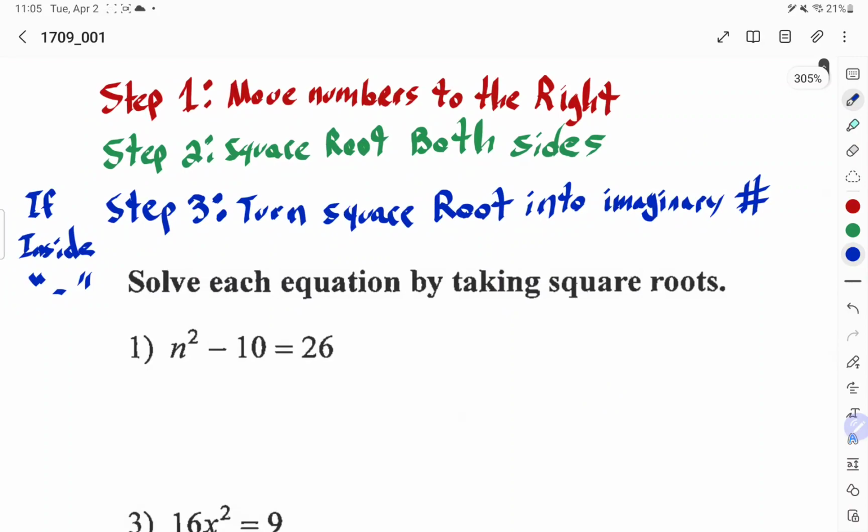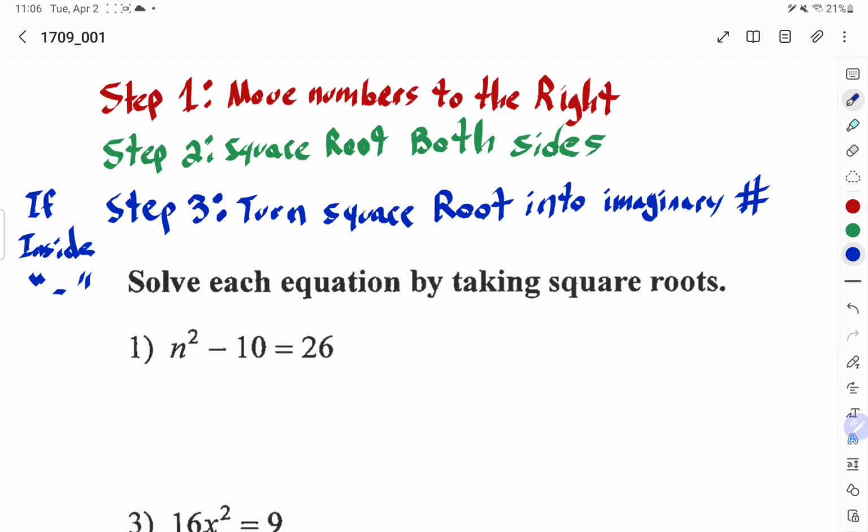There are three steps that I would highly recommend you write, either in the back or in the front, somewhere that you can see them. This is how I'm going to be working these problems. We're going to go back and work with quadratics again. What that means is that we're going to be solving for a letter. And the way we are going to do this, there are three steps.